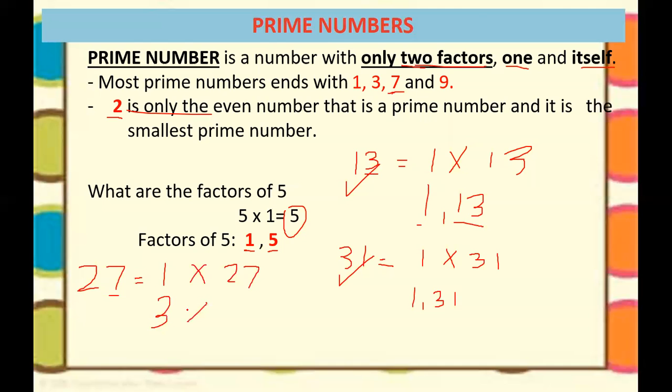3 times 9. So if we are going to write, there are already 2 pairs. So there are 4 factors: 1, 3, 9, and 27. How many factors does 27 have? It has 4. 1, 2, 3, 4. Therefore, even though it ends with 7, 27 is not a prime number because it has 4 factors. Do you understand? So 27 is not a prime number because it has 4 factors. Next one. Let's erase it.